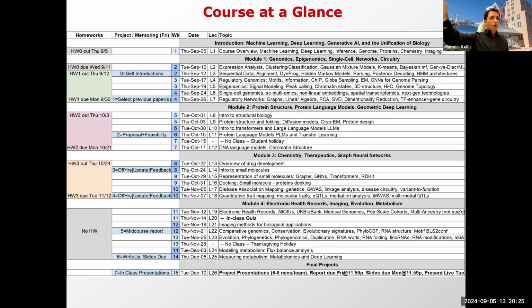So everyone should have a copy of this. If you don't, please raise your hand. We have a few more in the front. So what is this? This is basically the course at a glance. You'll see that there's a lot of information compacted here. So let's walk through it briefly.